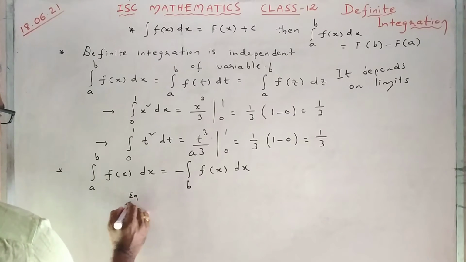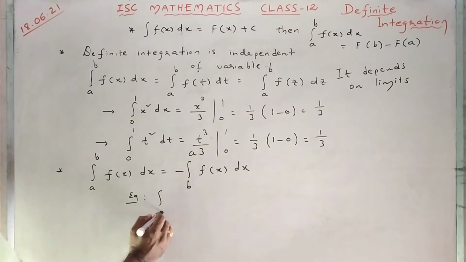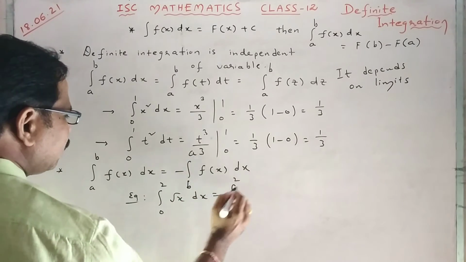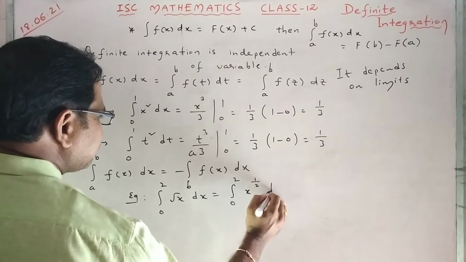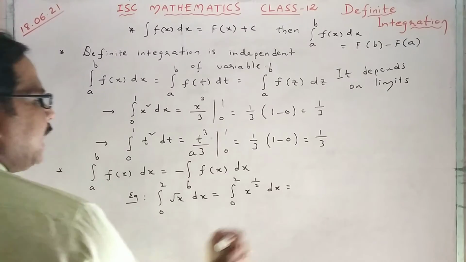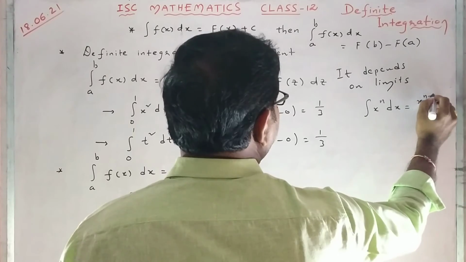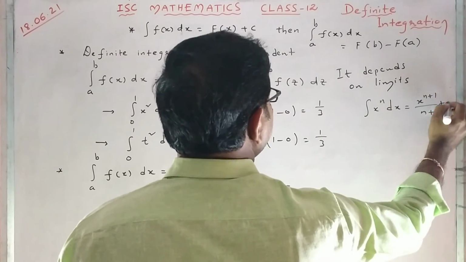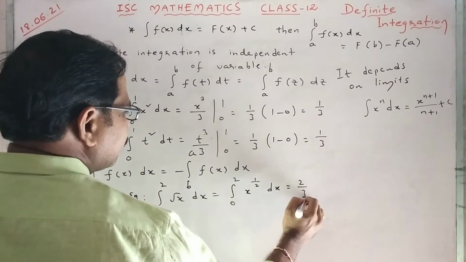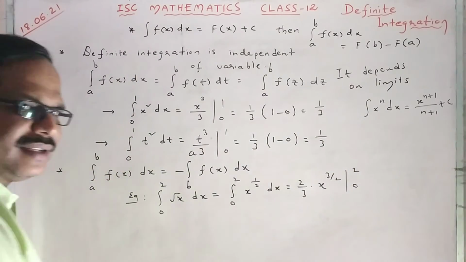Okay. For example, you look at here, integral 0 to 2 root x dx. Root x means x power 1 by 2 dx. Integral for x power 1 by 2, it looks like integral x power n dx. Integral x power n means x power n plus 1 by n plus 1 plus c. That means 1 by 2 plus 1, 3 by 2. So x power 3 by 2, upper limit is 2, lower limit is 0.